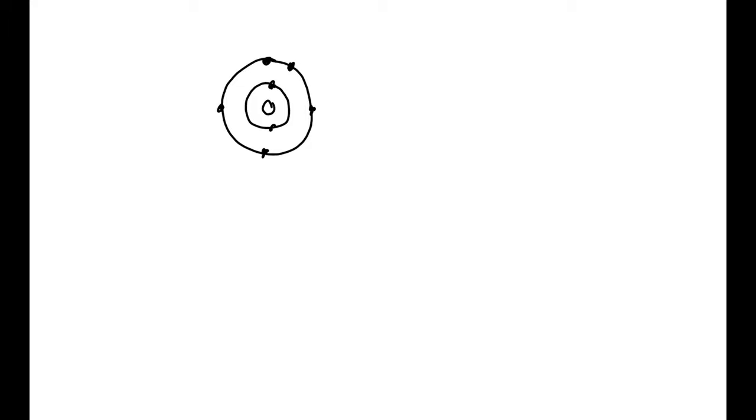How many unpaired electrons are there? 3 unpaired electrons. So it's going to form bonds so that it can get 3 more. It's either going to gain 3 electrons, one here, one here, one here, or it's going to share 3 more electrons.